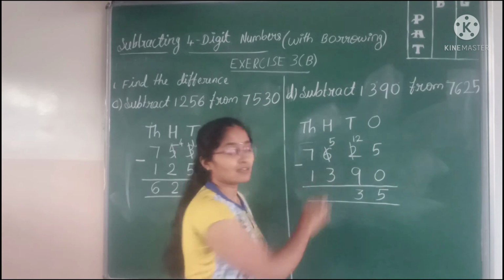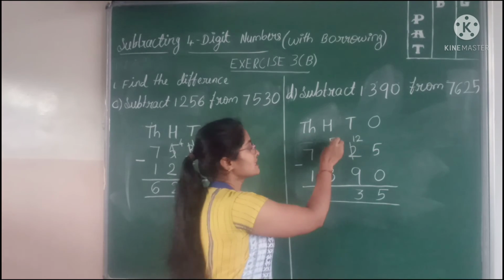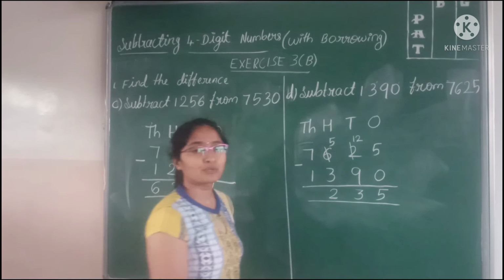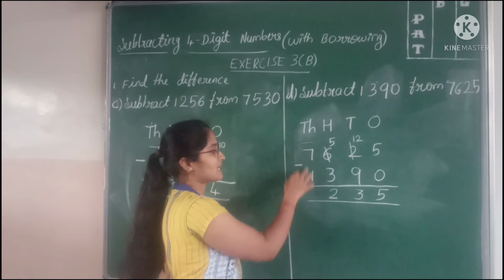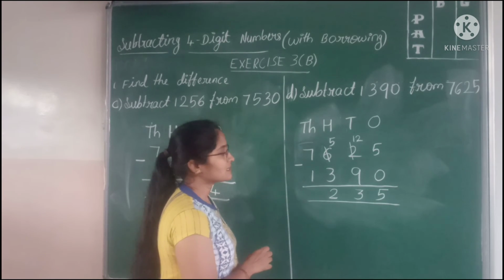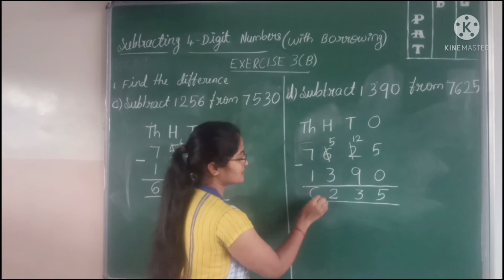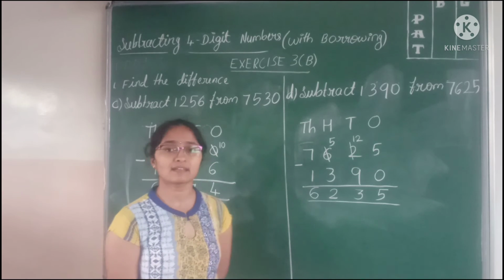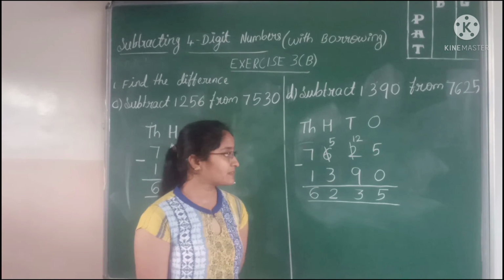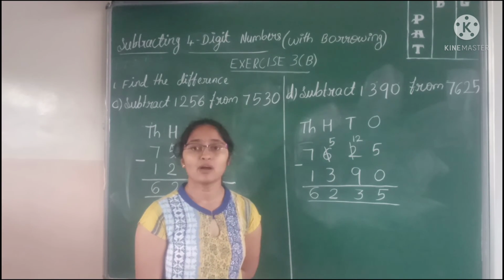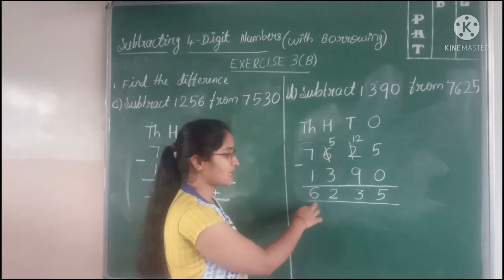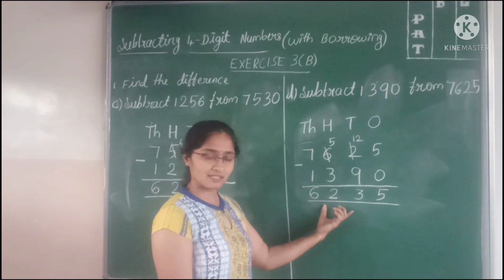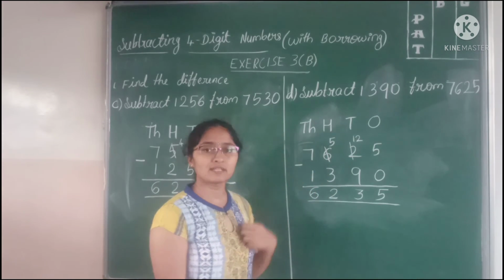Now subtract the hundreds place number, that is 5 minus 3. 5 minus 3 is 2. Next subtract the thousands place number, that is 7 minus 1, that is 6. So when we subtract 1390 from 7625, we got the answer as 6235, and this is the difference of these two numbers.